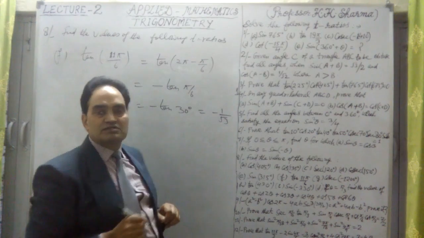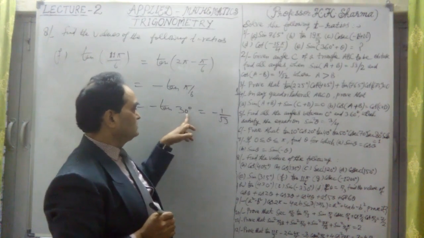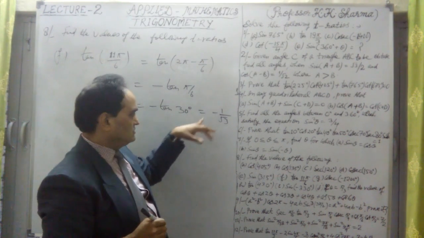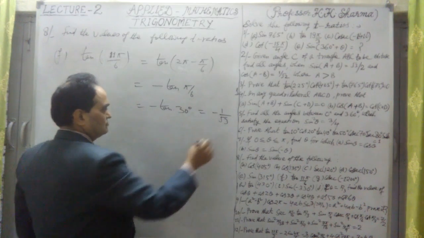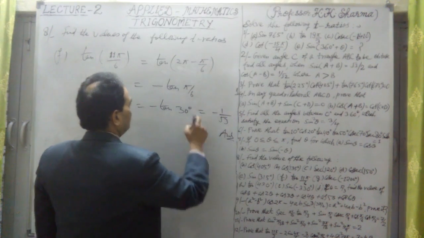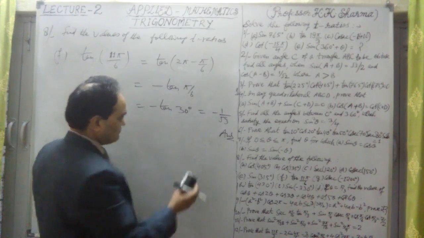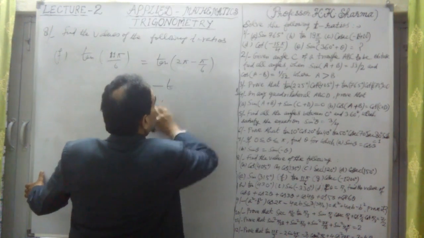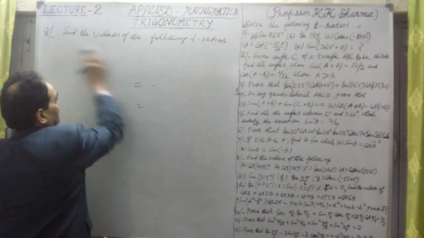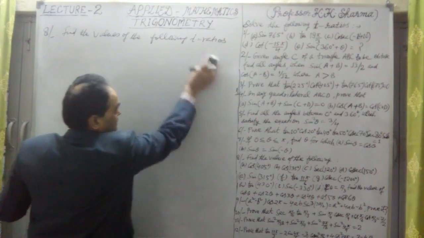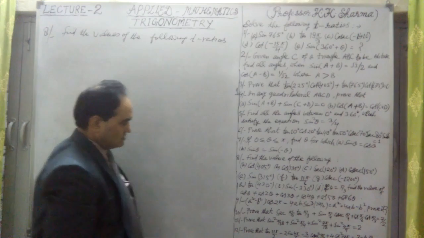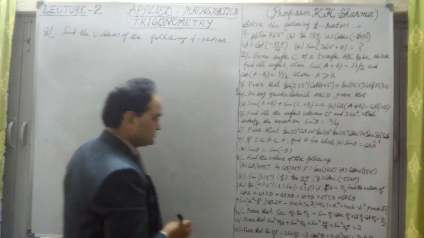Tan 30 degree is 1 by root 3, tan 60 degree is root 3 only, and this is 1 minus 1 by root 3. This is the answer, a negative value. Okay, so question number 8, F part is completed. So let me take G part.